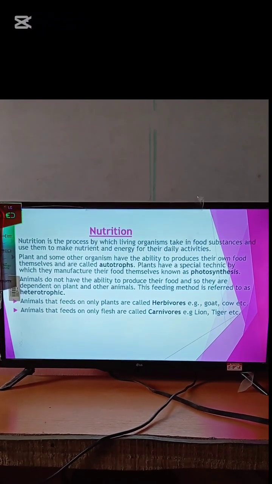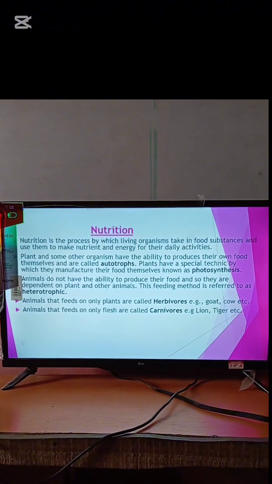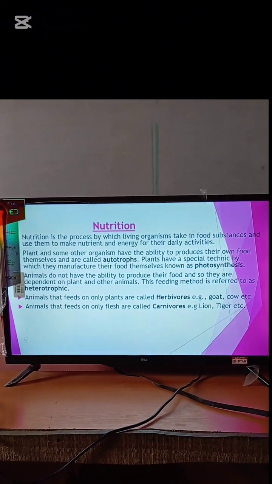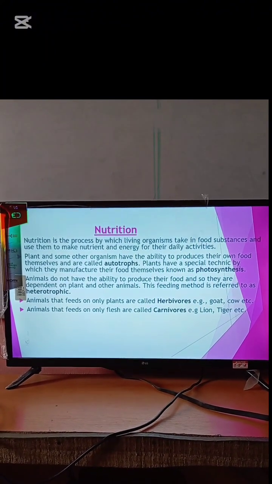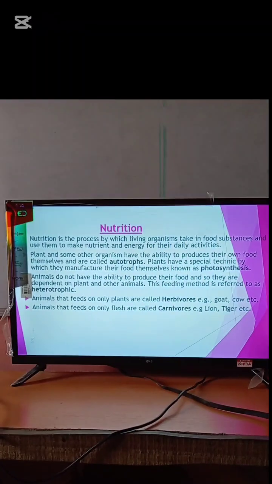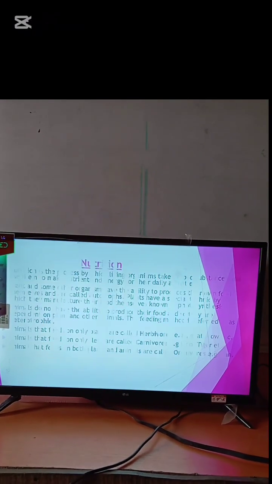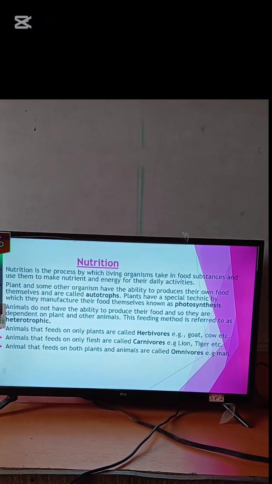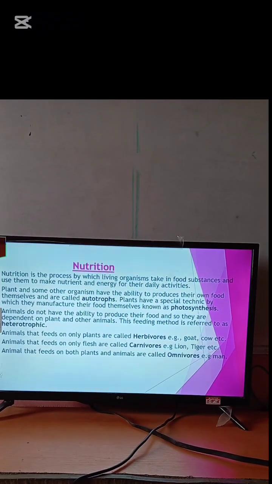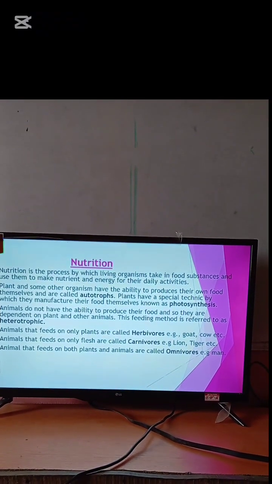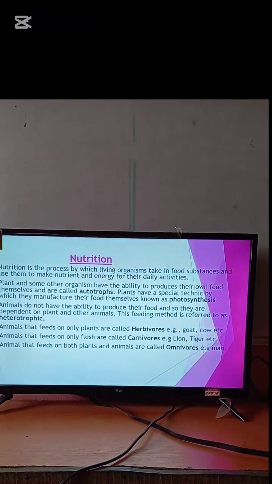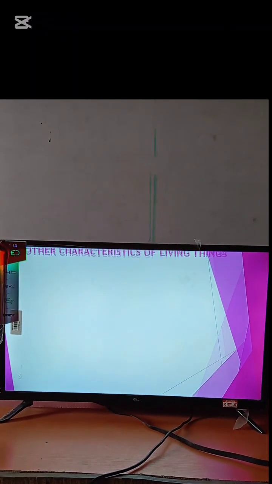Then we have animals that feed on only flesh, and they are called carnivores, for example lion, cheetah, tiger, leopards, and so on. Animals that feed on both plants and animals are called omnivores, for example man or even pig.